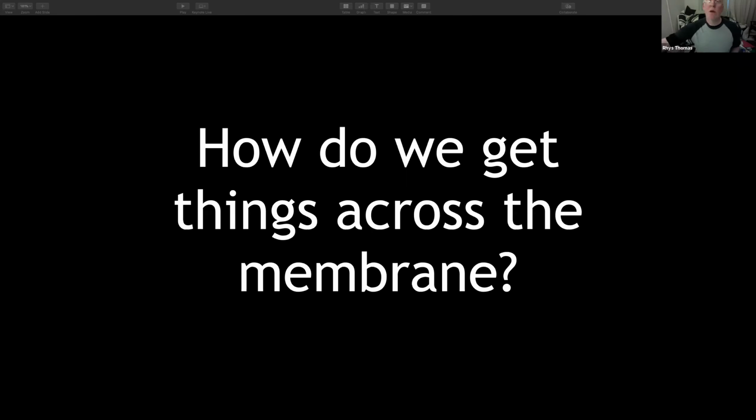So the next question. We've talked about this membrane and some of the challenges of getting things across it. So how do we get things across the membrane? What kind of things do we want to get across it, and how do we achieve that?